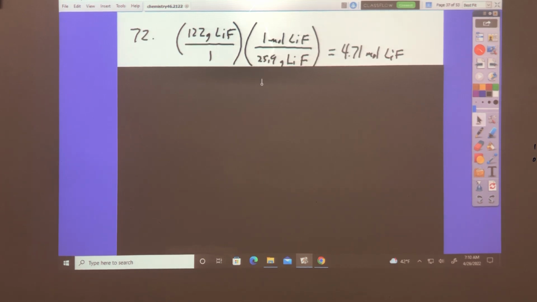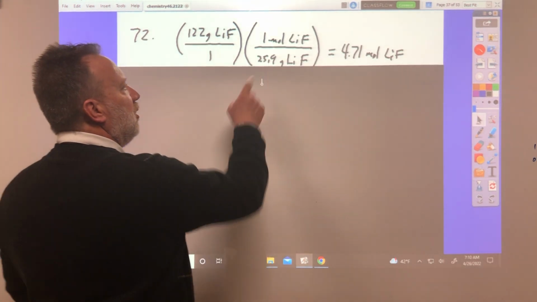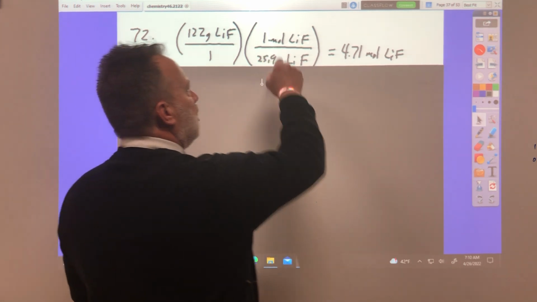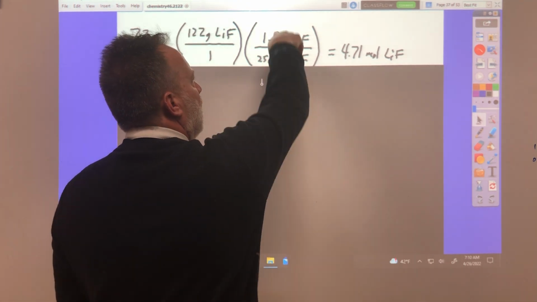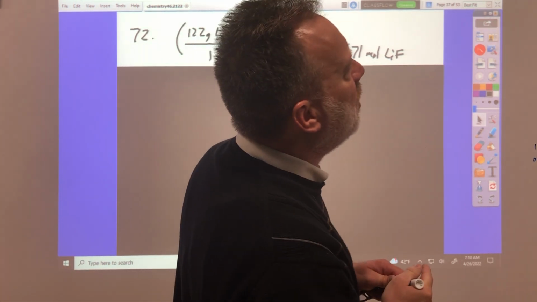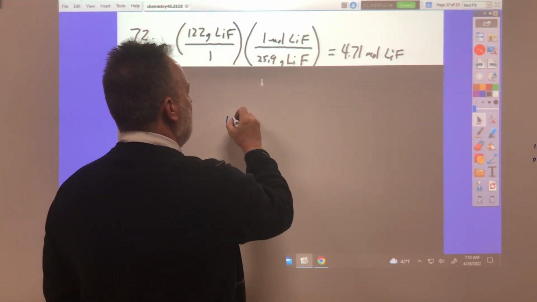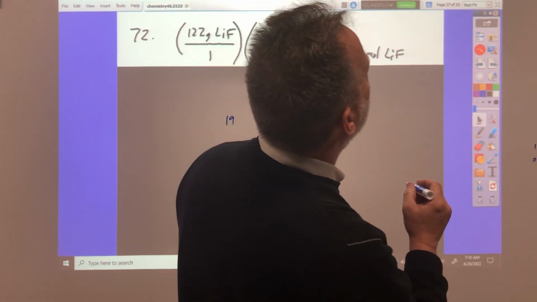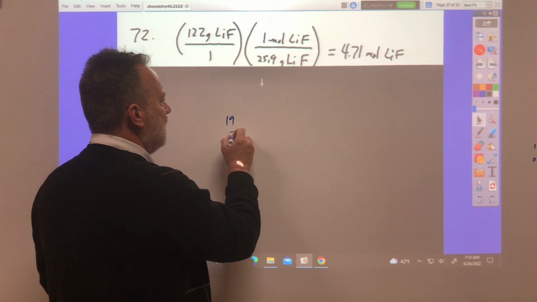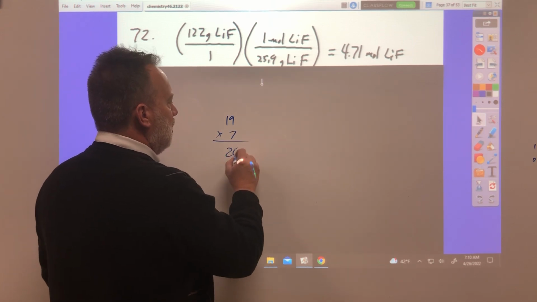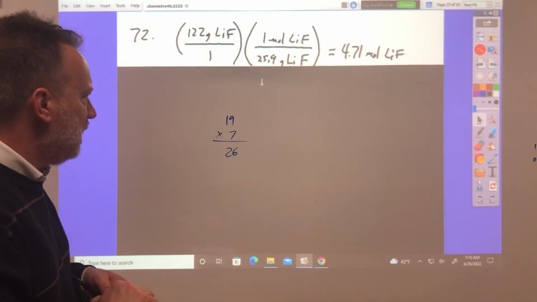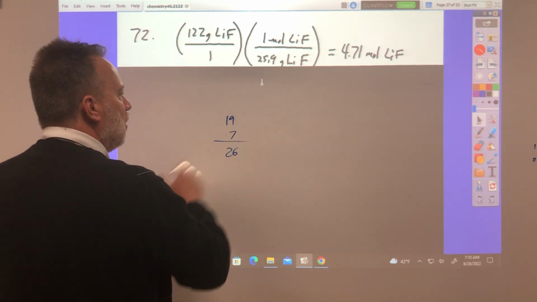So make sure you're prepared with that. Okay, so 122 grams of lithium fluoride. There are 25.9 grams of lithium fluoride per mole, because fluorine is about 19, and lithium is a little less than 7. So there are a little less than 26.